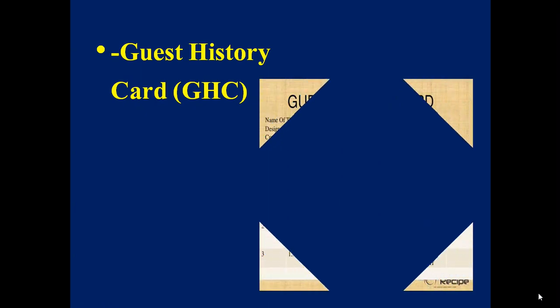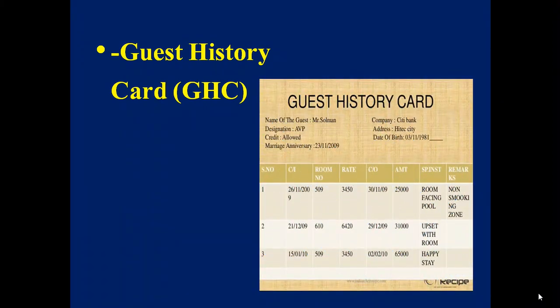Guest history card. Guest history card is nothing but the detailed information of a particular guest, which should be maintained by front office staff in the computer. So as and when the same guest comes to your hotel, you can easily open the account, and you can keep on updating his or her account as per her or his likes and dislikes. So it is very convenient and useful to provide better services, to give surprises to your guests and to make them happy all the time.